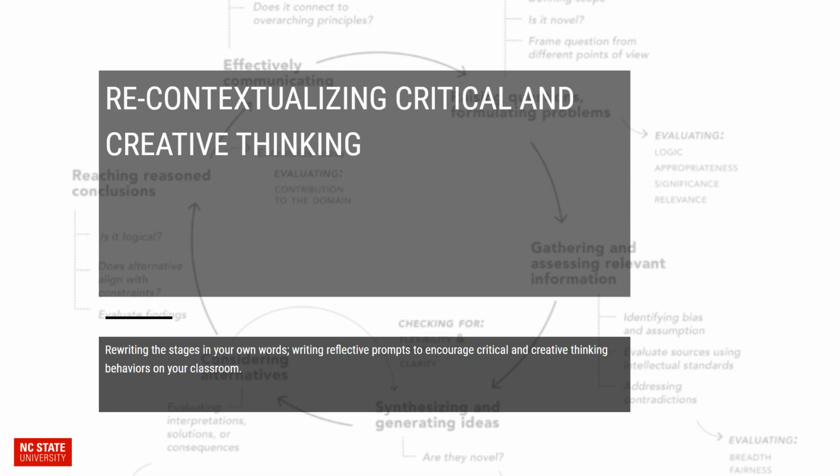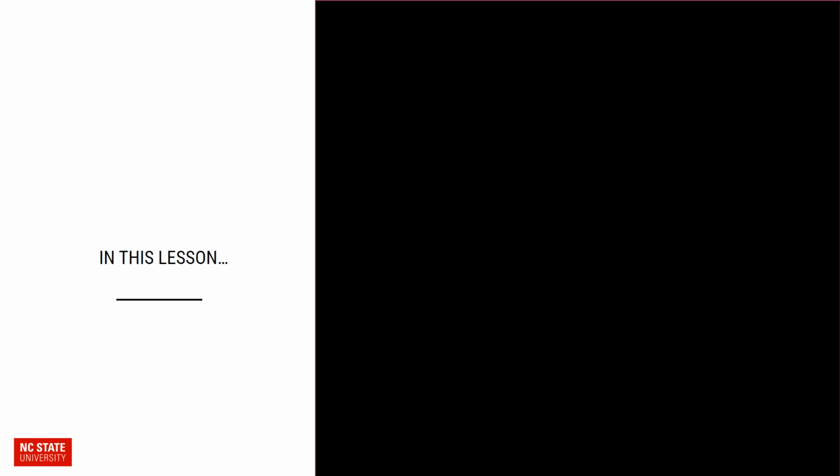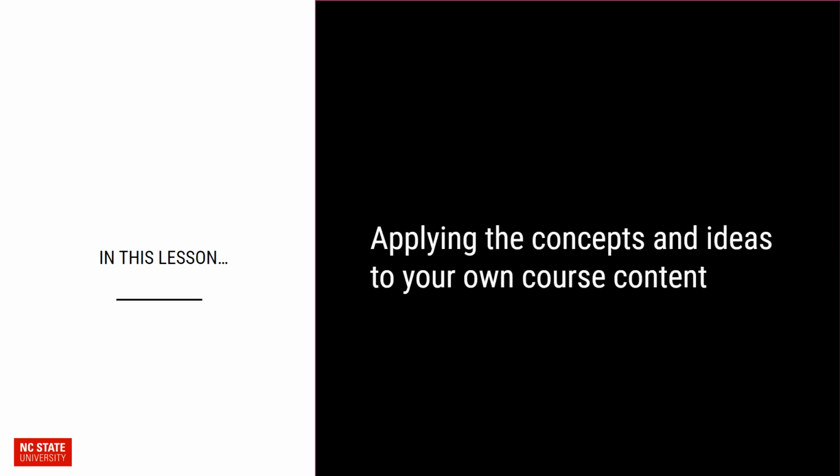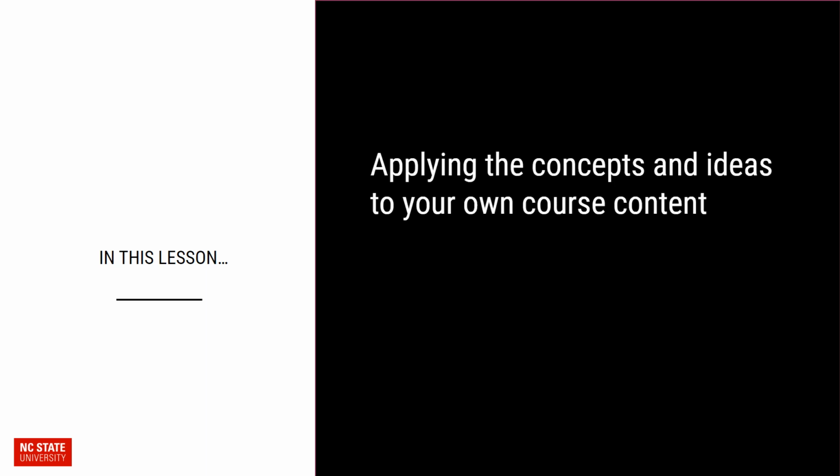In the last lesson, we looked more broadly at definitions of critical and creative thinking and began to think about how they might be applied to your classroom and curriculum. In this lesson, you'll be given an opportunity to think more explicitly about how these could be used in your classroom and with your content. We'll be applying the concepts and ideas from lesson 1 and 2.